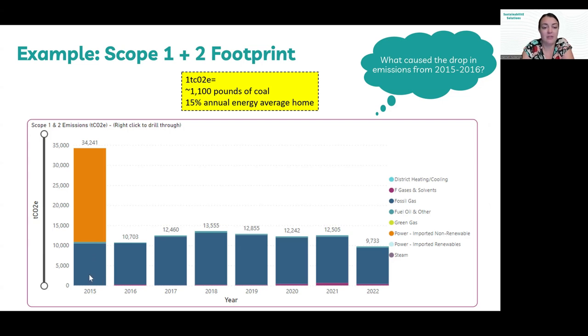So what happened between 2015 and 2016 is this facility started purchasing 100% renewable electric through a PPA. And when you purchase renewable energy, those emissions are 0. And so that's why you see that grand swoop of nearly 24,000 tons of carbon dioxide just dropping off the map, because they started purchasing renewable energy from that year on.